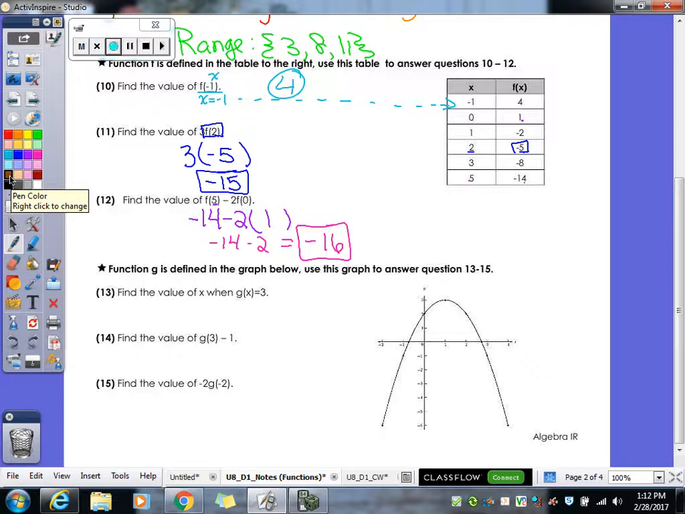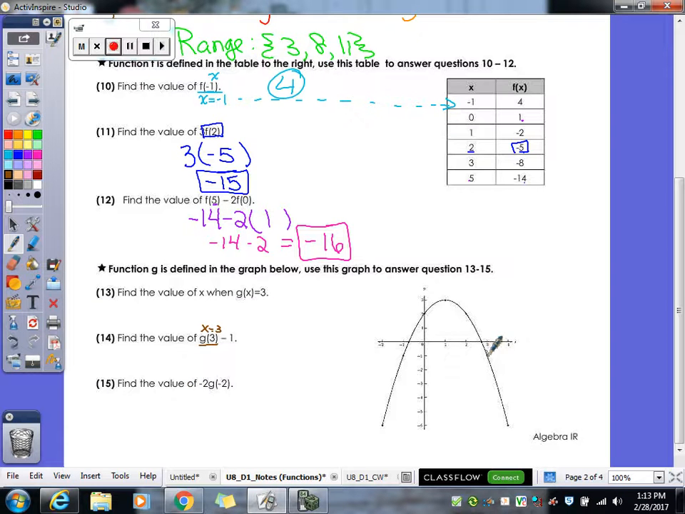And then these last 3 are kind of like the middle 3. This time they gave us a graph as opposed to a table, so we've got to use the graph to get our answers for this. Let's go to 14 and 15 first, and then we'll come back to 13 in a second. So for 14, we need to find g of 3 first. So again, we're looking at when x equals 3. So on my graph, I'm going to go to where x is 3.